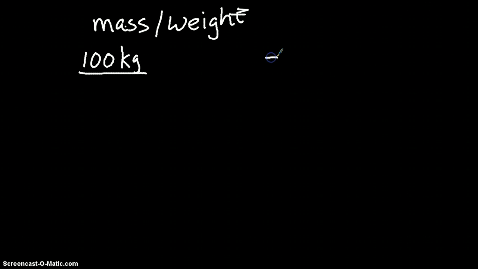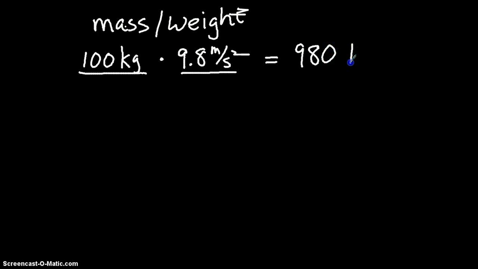And in order to find weight, which is a force, we multiply that by the acceleration of gravity, which is 9.8 meters per second squared. And we ended up with a number that was 980, and our units was newtons. So again, this would be our mass times the acceleration of gravity, and that equaled force. And that's the formula for force.